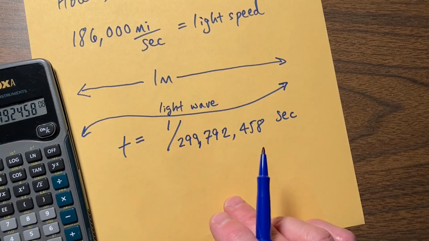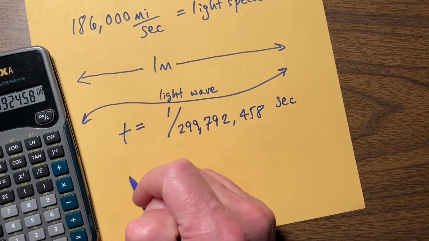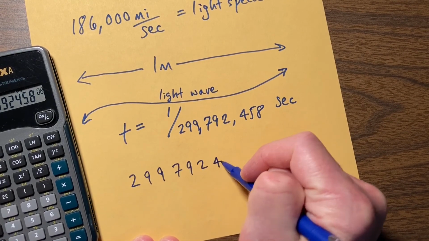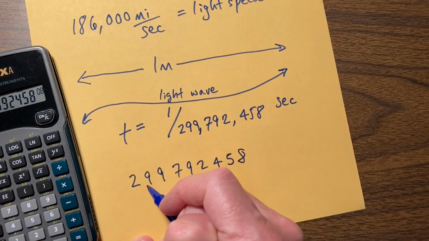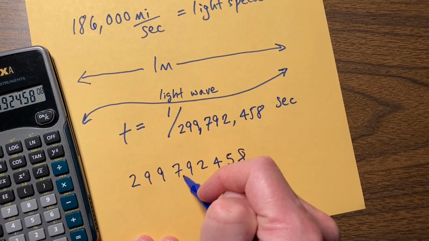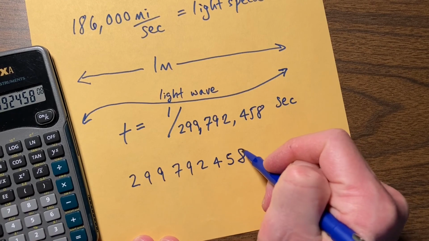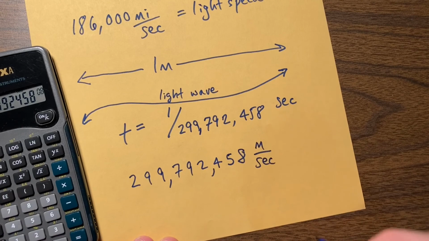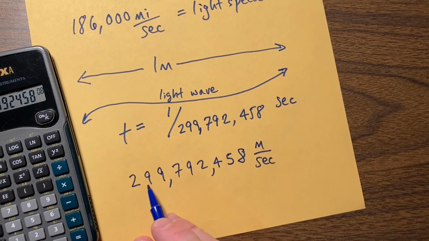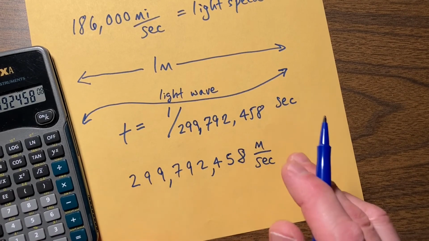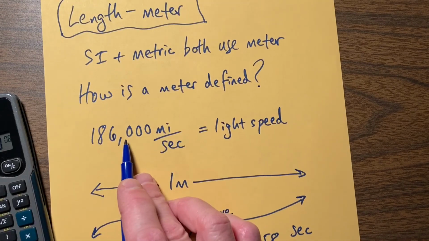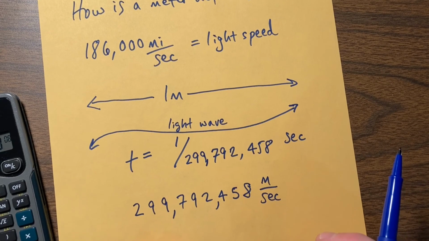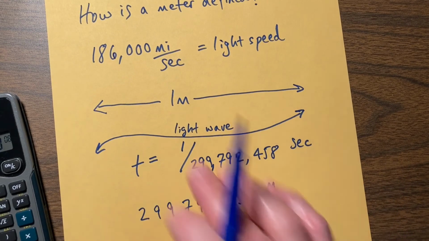Speed of light is incredibly fast. If I wrote that out, it would be 299,792,458. That would be times 10 to the 8th. 1, 2, 3, 4, 5, 6, 7, 8. So that's meters per second. That's the speed of light. A roughly 300 million meters per second, which is about 186,000 miles per second. So that never changes. That's why we define meter relative to that.